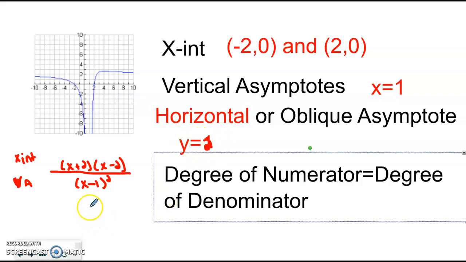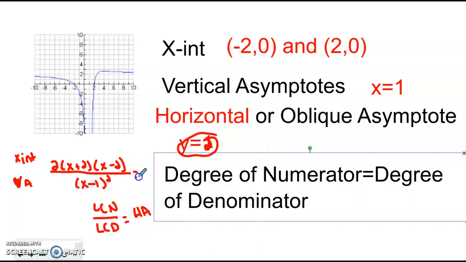Remember, when we find the horizontal asymptote, we take the leading coefficient of the numerator and divide it by the leading coefficient of the denominator, and that's going to get us that horizontal asymptote. When I divide these two, I need to get a 2. So in this case, it has to be a 2 on top, because this is a coefficient of 1, that's a coefficient of 2. 2 divided by 1 will get me y equals 2.